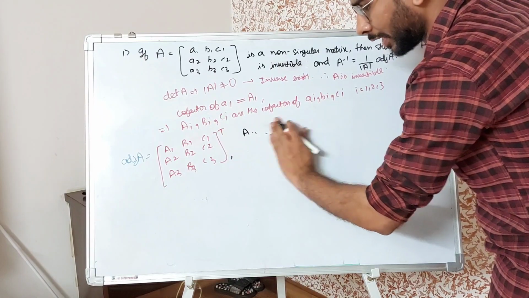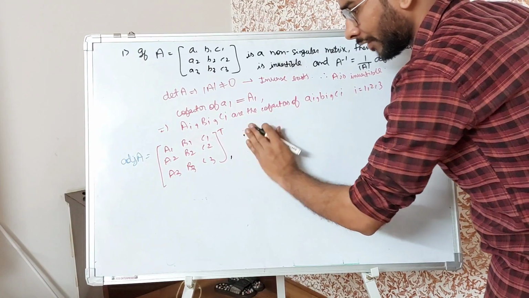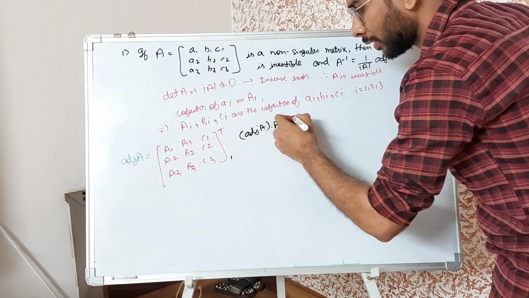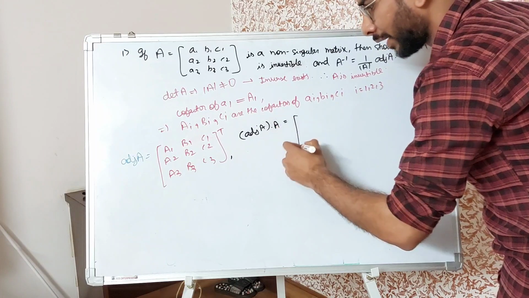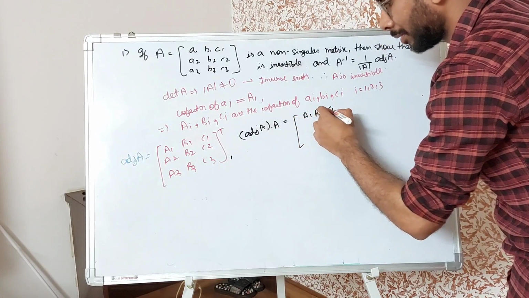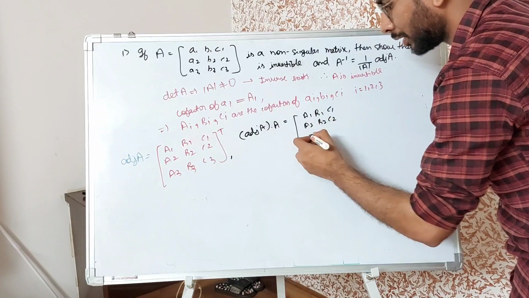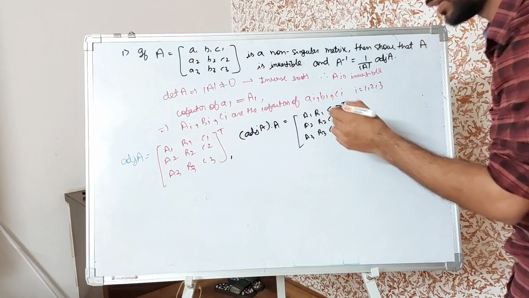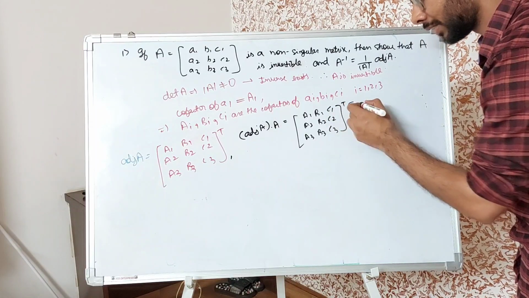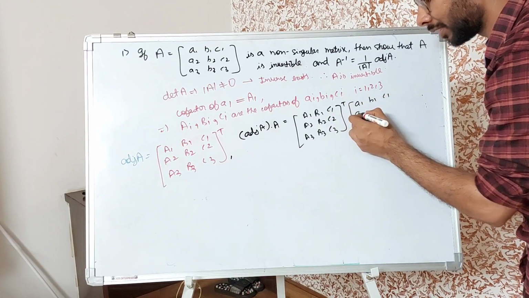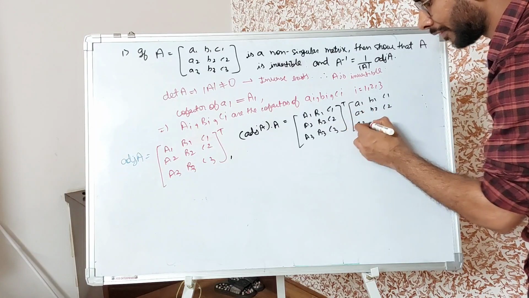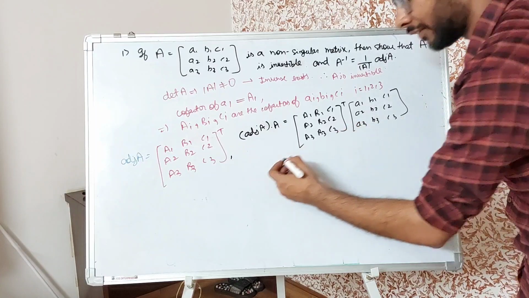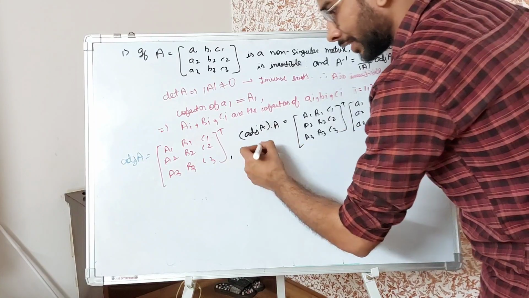Let's first find out adjoint of A into A. We'll get to know why we are finding that. Adjoint of A is the matrix A1, B1, C1, A2, B2, C2, A3, B3, C3, transposed, into A. A is nothing but A1, B1, C1, A2, B2, C2, then A3, B3, C3. Correct? Now very quickly we'll find the product.